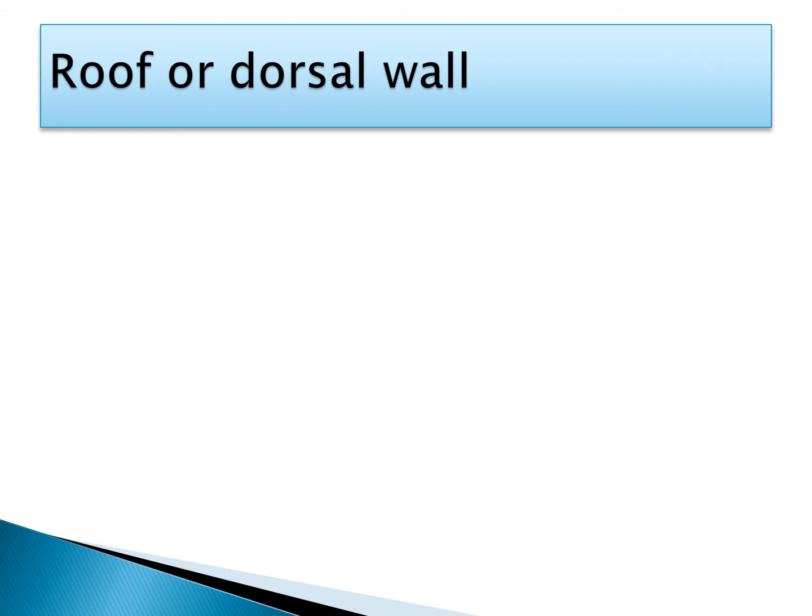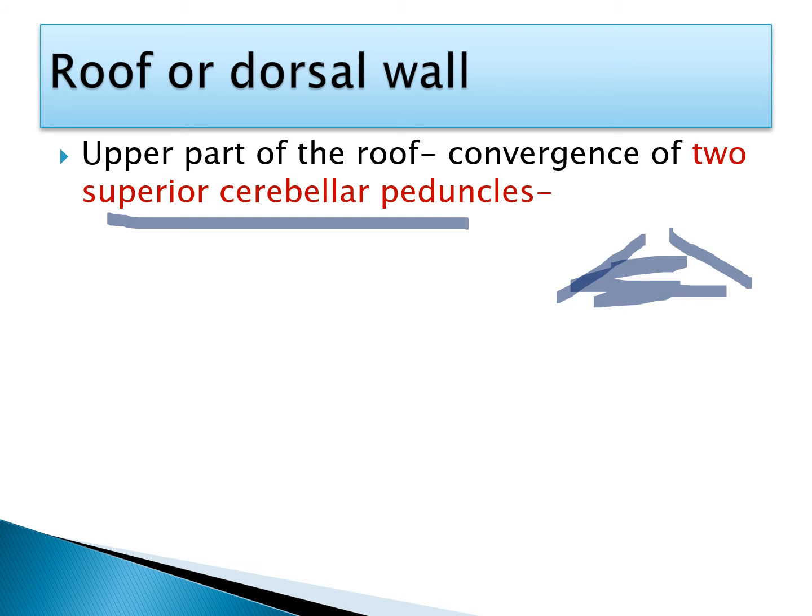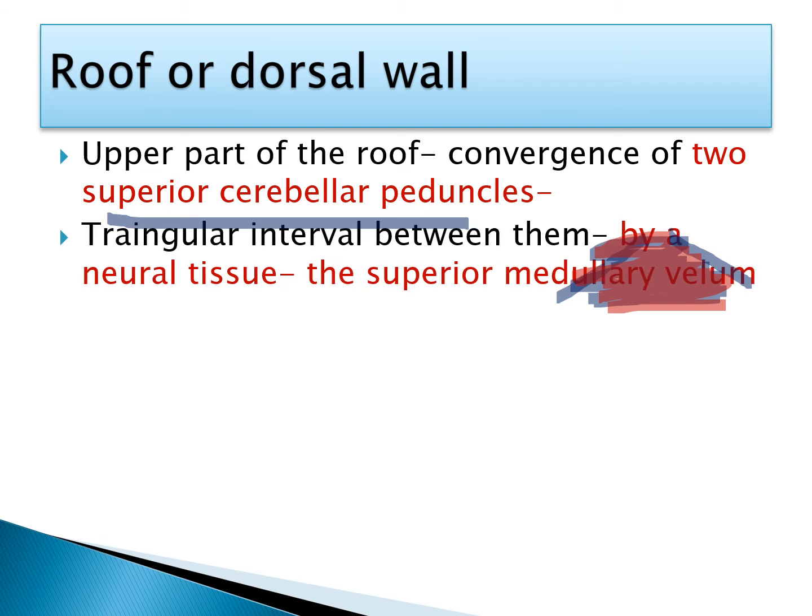So the roof or dorsal wall will have two parts, the upper part and the lower part. The lateral upper part contains the superior cerebellar peduncles. In between the superior cerebellar peduncles we will color it with the other color. So we will have a roof over the superior cerebellar peduncles, which is called the superior medullary velum. So this is the superior medullary velum.